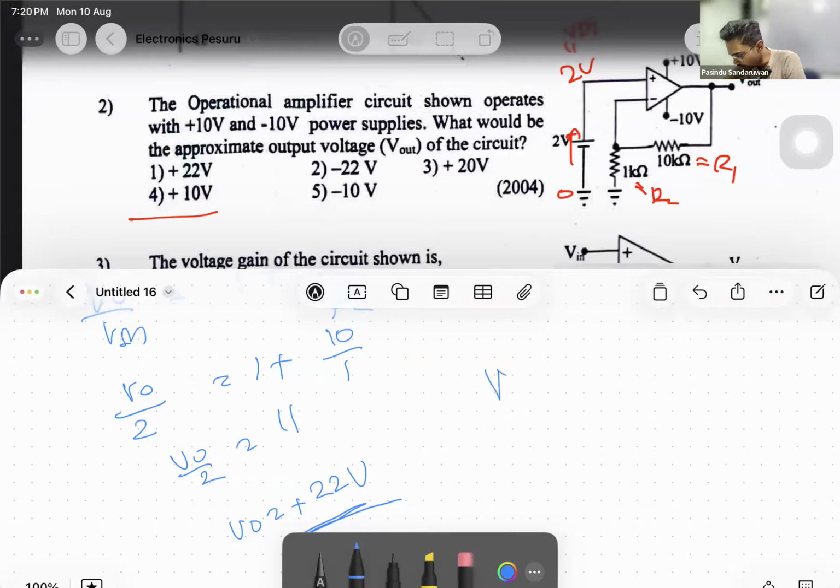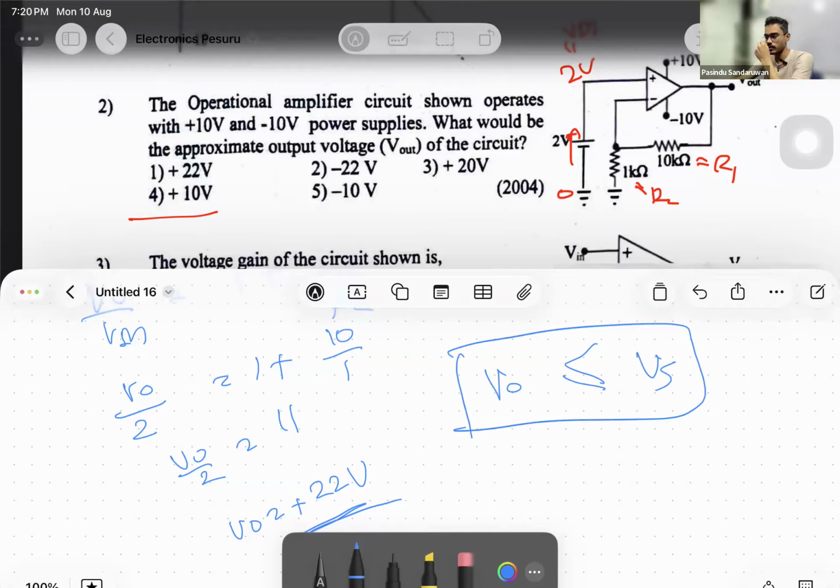Vout of any kind of op amp is always less than or equal to Vs. The saturated value should also be less than Vs. If it is an ideal op amp, it goes up to Vs. If it is a normal, typical ordinary op amp, it is usually 2 volts less than the supply voltage.